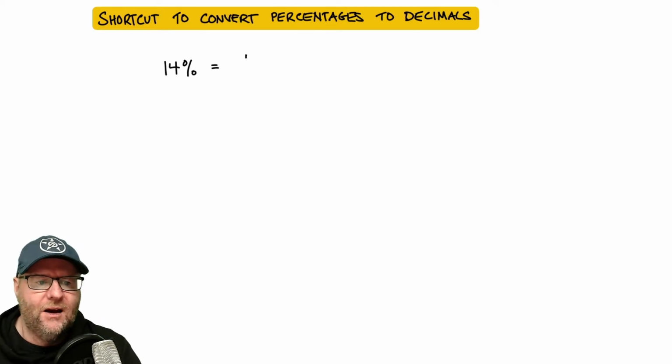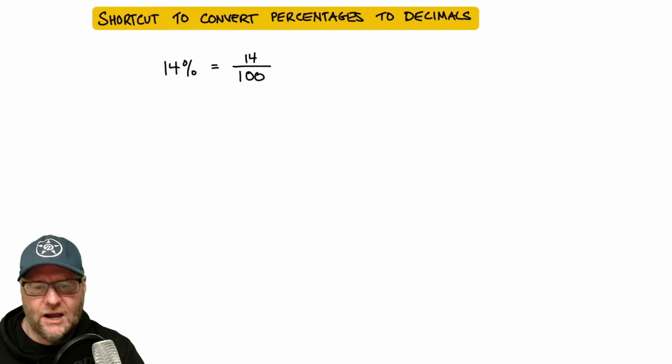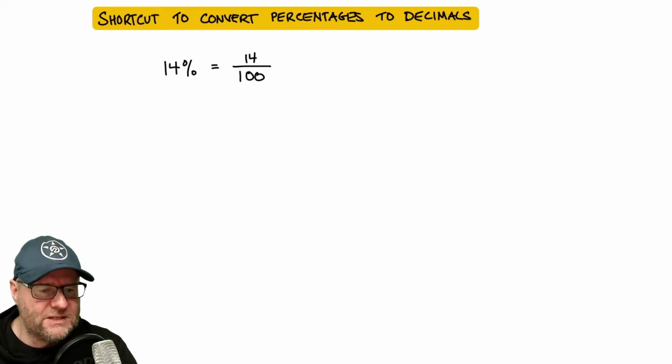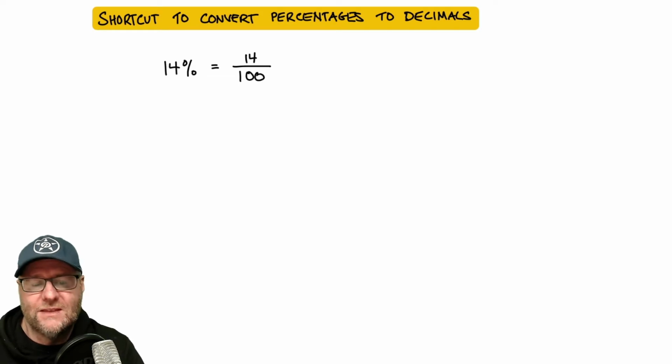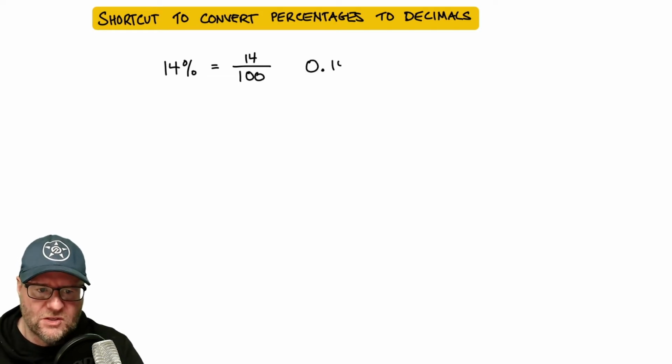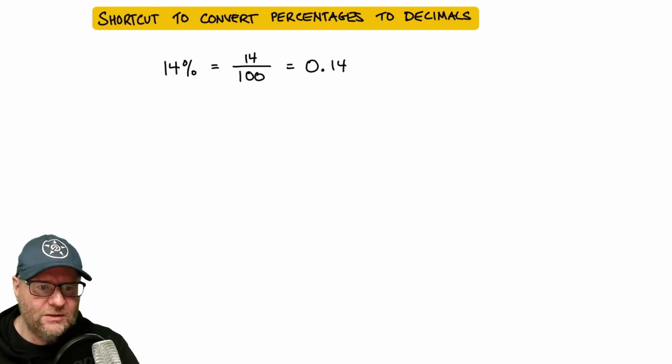14%. I know I can write that as a fraction. It's 14 over 100. And if you're not sure about that, go back and check the previous video. So basically, I can take a percentage and put it over 100. They're the same thing. If I had to, I could do that in my calculator if I wasn't sure. I could do 14 divided by 100, I'd get 0.14. So 14% is 0.14. They're the same thing.